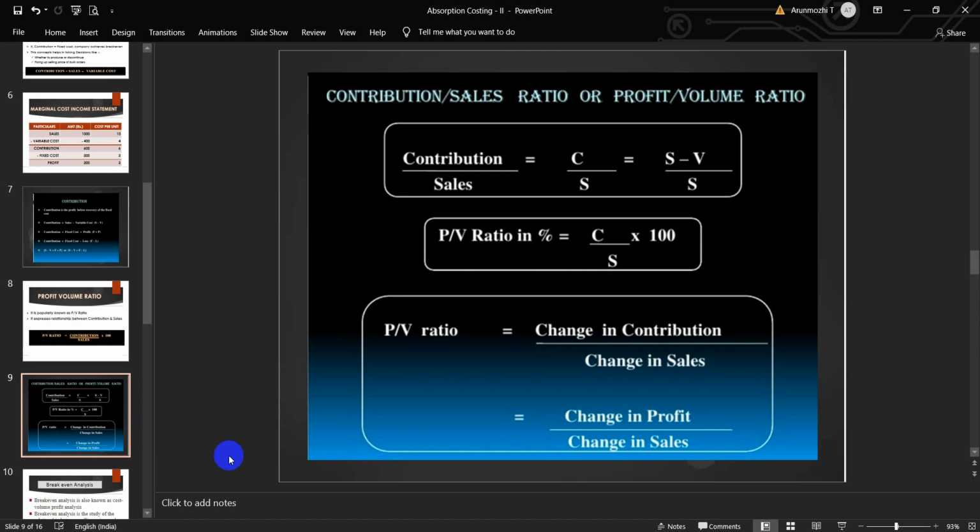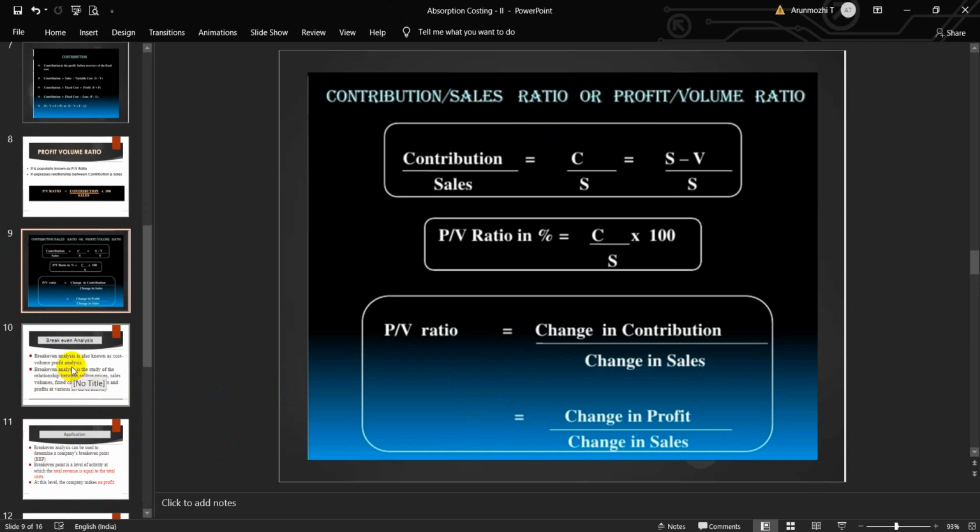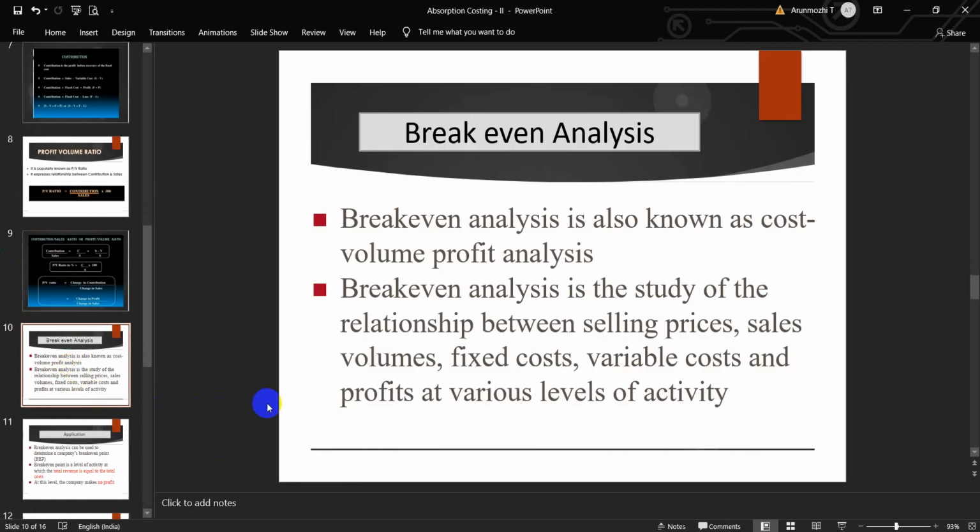Suppose sales for two years will be given and profit for two years will be given. It changes accordingly. Again, it is change in profit divided by change in sales. Next concept which we pass on to is break-even analysis. It is also called cost volume profit analysis.